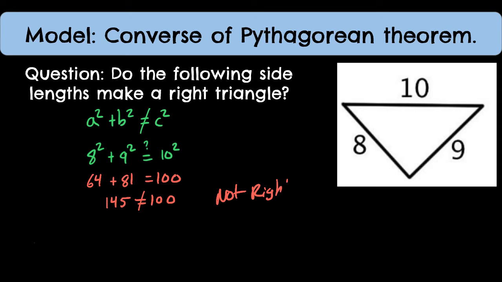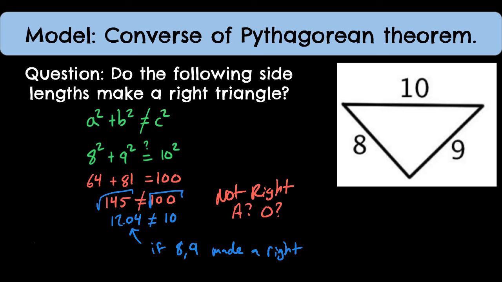So is it acute or is it obtuse? Well, we take the square root of both sides, which we'll do to find out what the actual value should have been. If we take the square root of 145, it's going to be a little bit bigger than 12. It's actually 12.04. Well, that's not equal to the square root of 100, which is 10. What we just found is the actual side length if 8 and 9 made a right triangle.